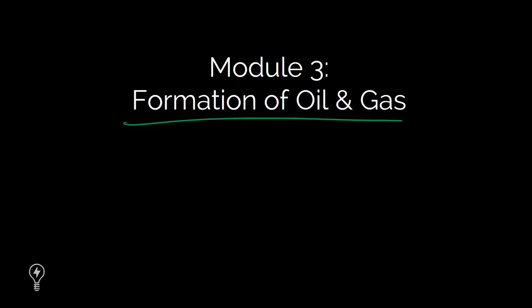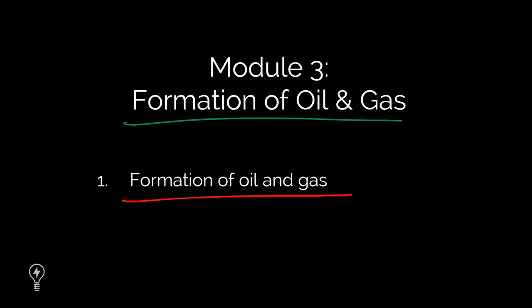In this module we'll cover two key areas. First, we'll look at the formation of oil and gas itself. We'll cover the role of tiny microscopic organisms that led to the gigantic oil and gas fields we know today. And we'll recognize that enormous heat and pressure transformed organic matter into oil and gas.